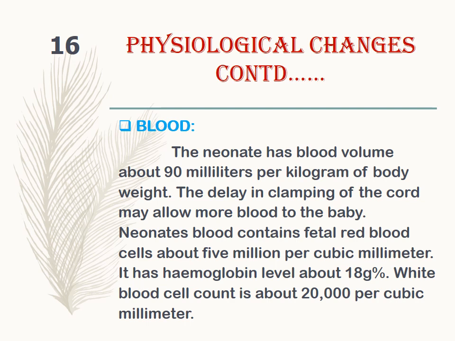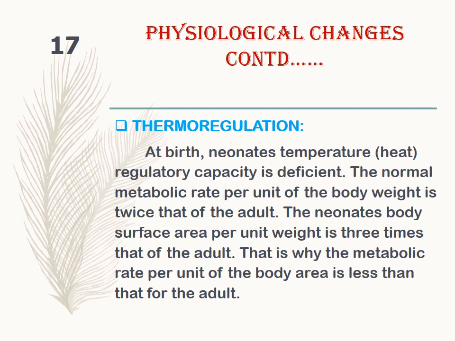Next, let us see the blood. The neonate has a blood volume of about 90 milliliters per kilogram of body weight. Delay in clamping of the cord may allow more blood to the baby. Neonate's blood contains fetal red blood cells, about 5 million per cubic millimeter. It has a hemoglobin level of about 80 grams percent. White blood cells are about 20,000 per cubic millimeter.